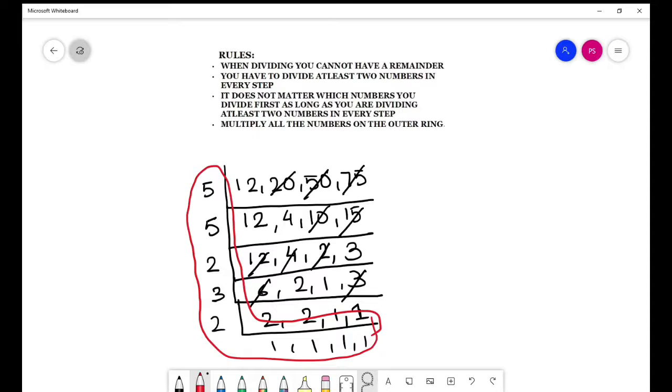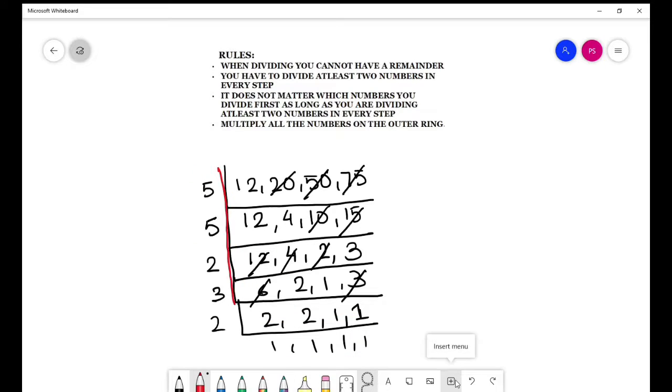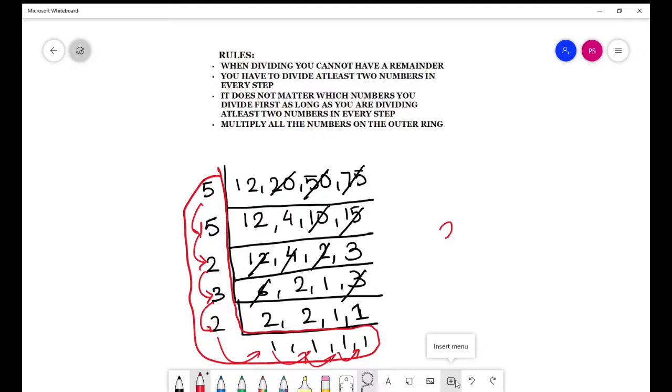Now in my outer ring, once I have these numbers, what do I need to do? I need to find the product. So 5 times 5, 25. 25 times 2, 50. 50 times 3, 150. 150 times 2 is 300. Now if I multiply them with 1 times 1 times 1 times 1, I'm still going to get 300 as the LCM of these 4 numbers.